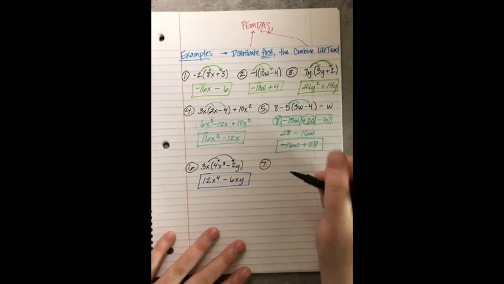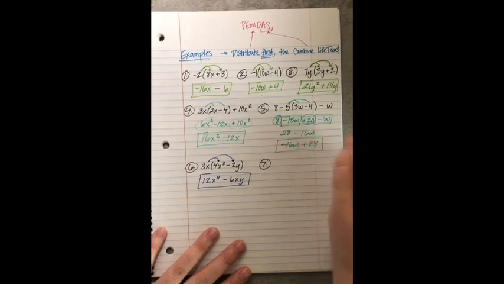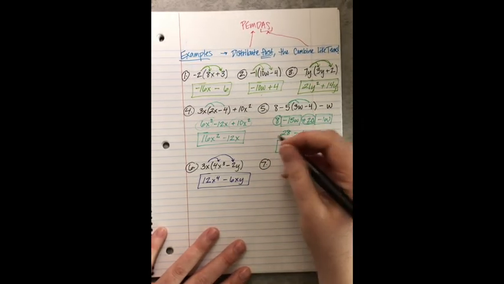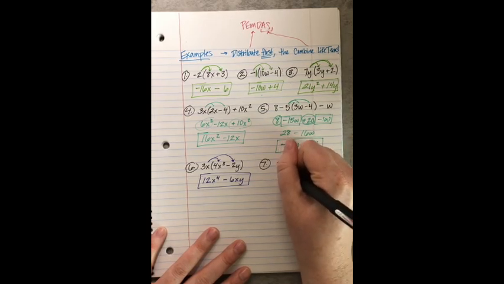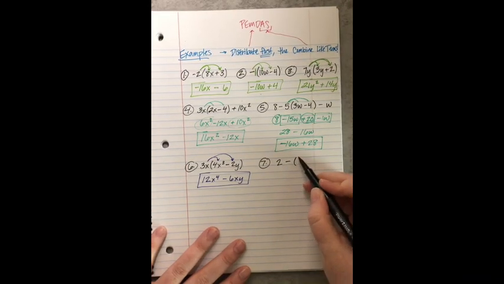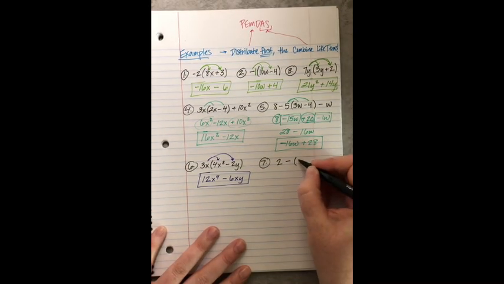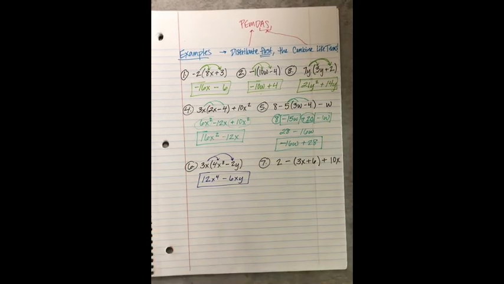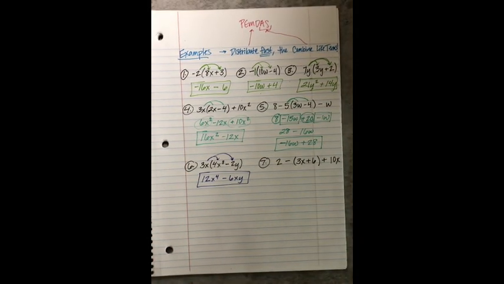Okay. Number 7, this is a really good problem. You might see one on your test. It's a tricky one. I'm kind of trying to trick you. I know that's mean, but I want you to be on the lookout. So we have 2 minus, and then you have a set of parentheses, 3x plus 6. Outside of the parentheses, you're going to add 10x. Pause the video, try it out.